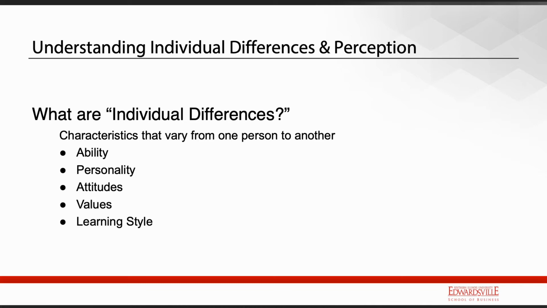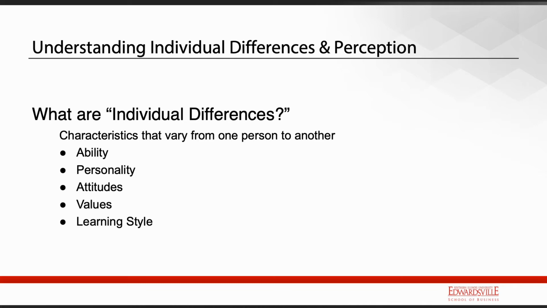What are my abilities? What are my personality characteristics? What attitudes do I bring to the table? What are things that I value? How do I learn? What is my preferred learning style? All of these things are the characteristics that vary from one person to another. And it's through these things that we perceive the world and we interpret the world.